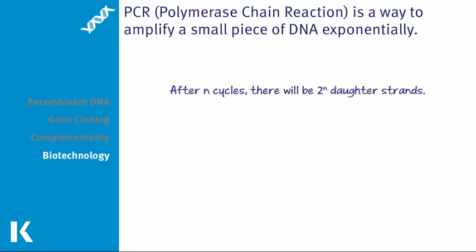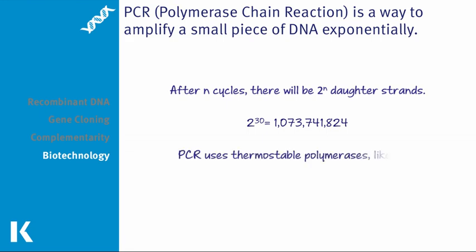The 2 parental strands are multiplied exponentially. When you take the MCAT, the formula to remember is that for every n cycles, you produce 2 to the n power strands of DNA. This means that after 30 cycles of PCR, you have more than 1 billion strands of DNA to work with.